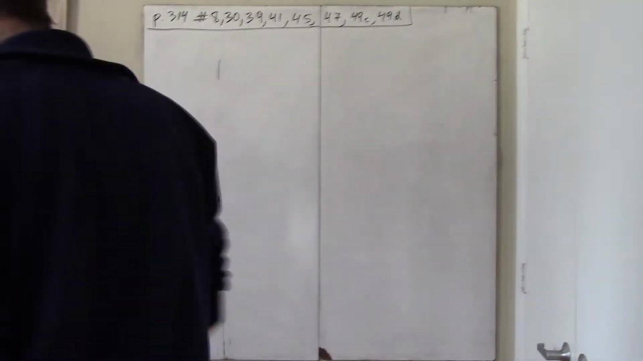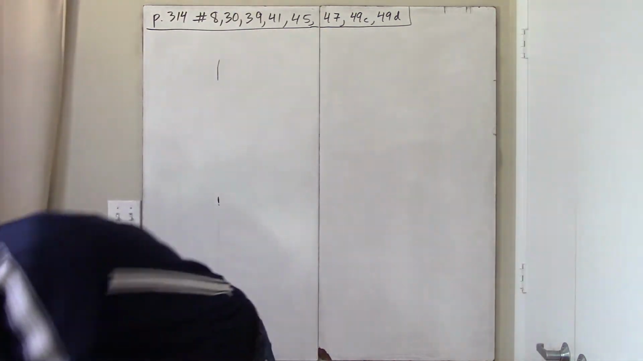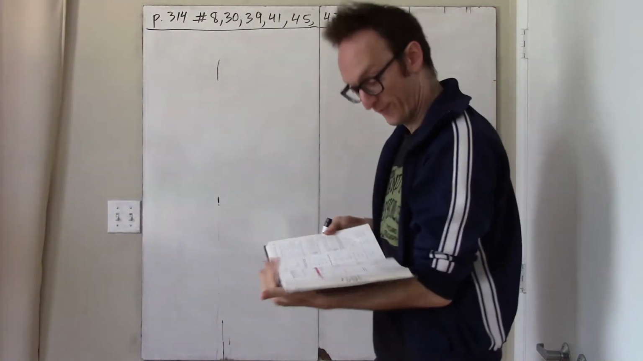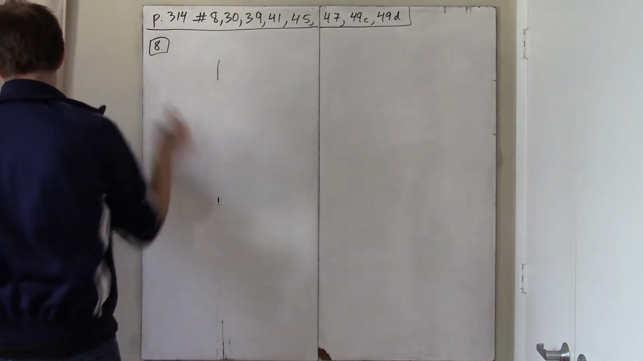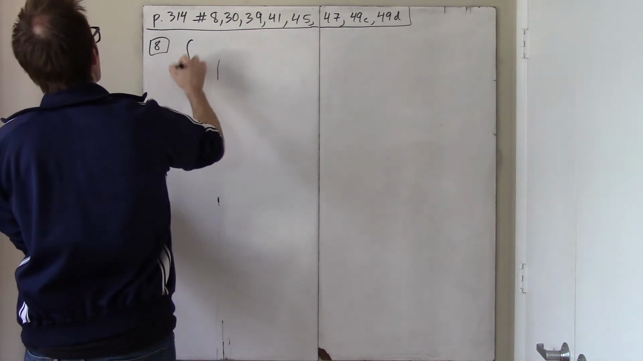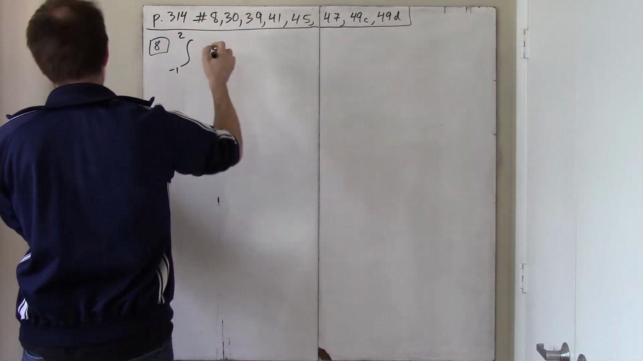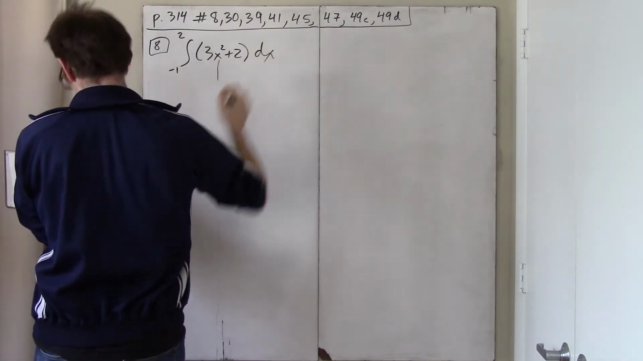Okay, hello, welcome back. We're going to go over the homework on properties of integration. So let's go, page 314, number 8, straight off the bat, just says, find the integral from -1 to 2 of 3x squared plus 2 dx.